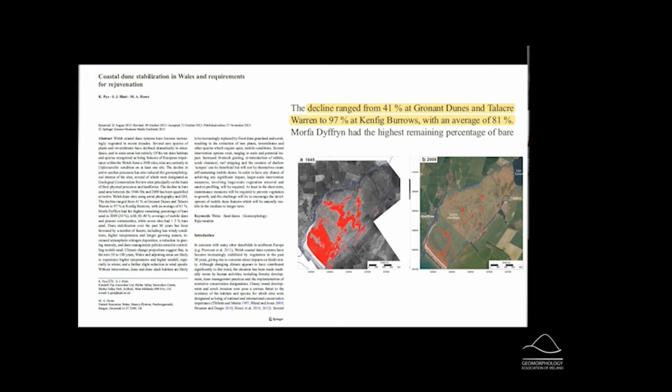So this is Aberffraw on the island of Anglesey. This is the beach here at the front, and we can see all that bare sand in red. Fast forward to 2009, the only bare sand remaining is that associated with those erosional walls of the parabolic dunes that still remain. So we have very little bare sand in place.